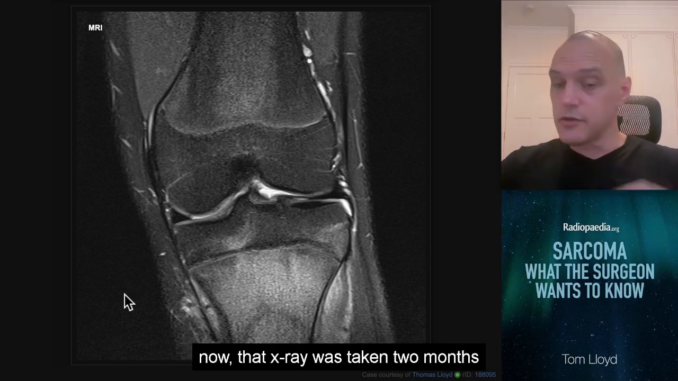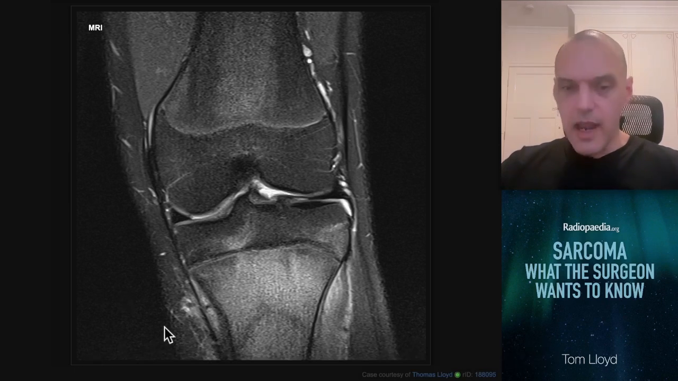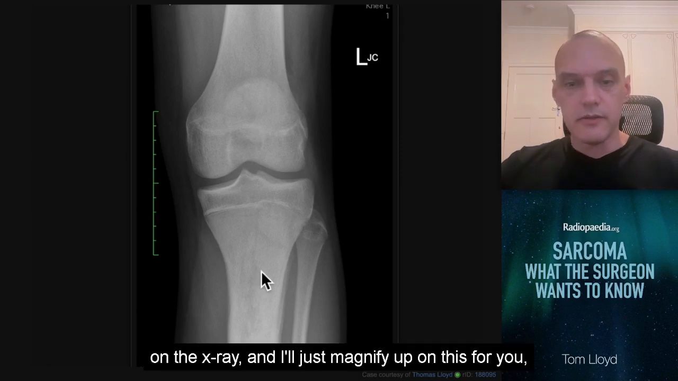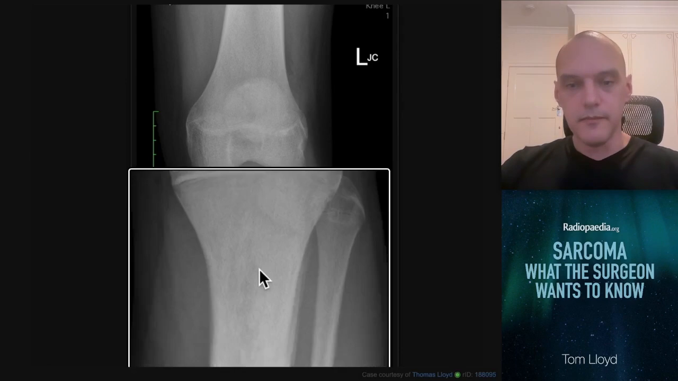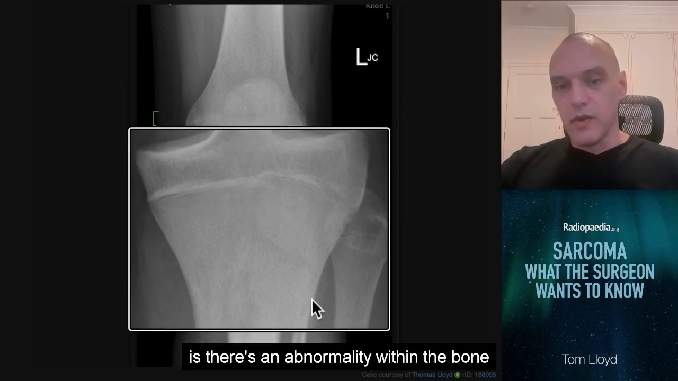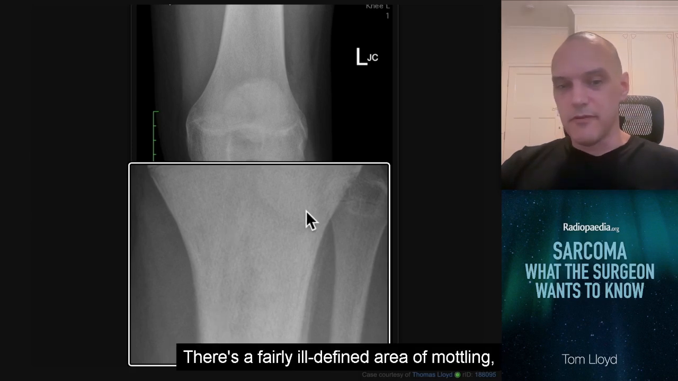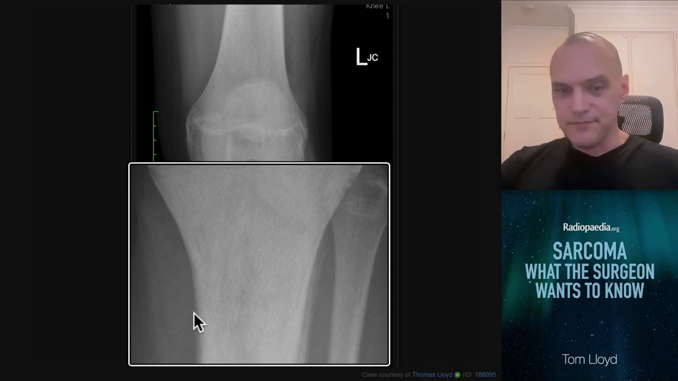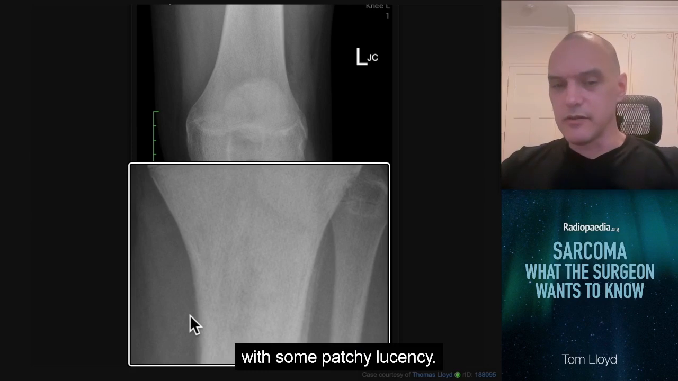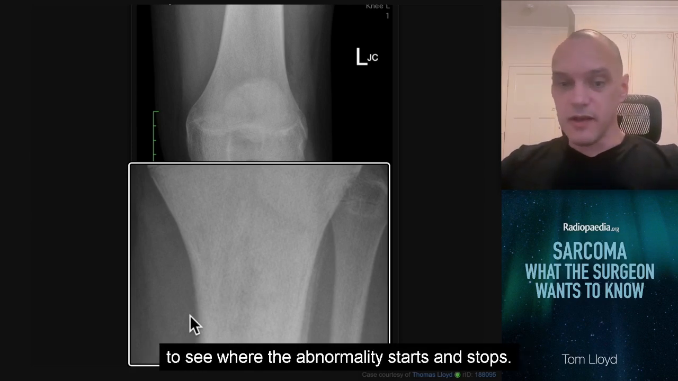That X-ray was taken 2 months after this MRI scan when the patient had persistent pain. And so what we see on the X-ray, and I'll just magnify up on this for you, is there's an abnormality within the bone that's very poorly circumscribed. There's a fairly ill-defined area of mottling, some patchy sclerosis with some patchy lucency. It's got a very poor zone of transition, very difficult to see where the abnormality starts and stops.